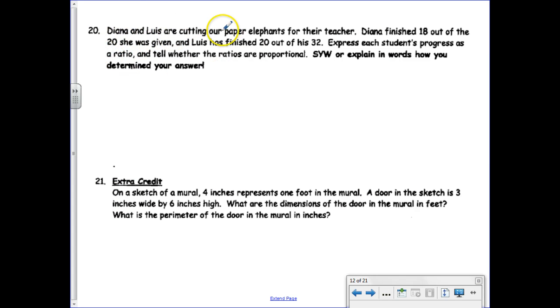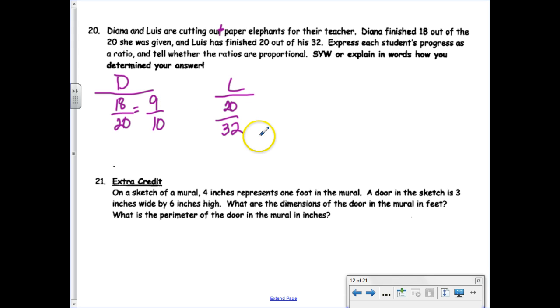Diana and Luis are cutting out paper elephants for their teacher. Diana finished 18 out of the 20 she was given. Diana, 18 over 20. Luis has just finished 20 out of his 32. Express each student's progress as a ratio. So let's get it in simplest form. This one is 9/10. This one looks like it's 5/8.